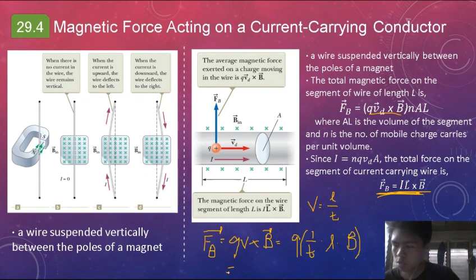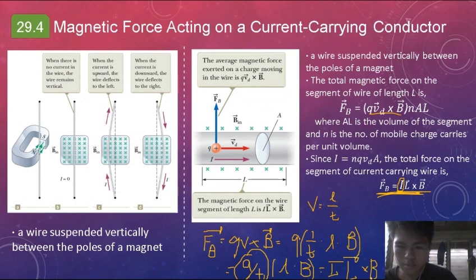That will equal q over t times length, multiplied by B. And since the unit of current is coulombs per second, that is ampere, charge over time is equal to current, and that will give us the equation of the total force on the current carrying wire.